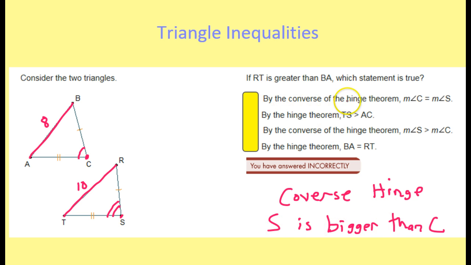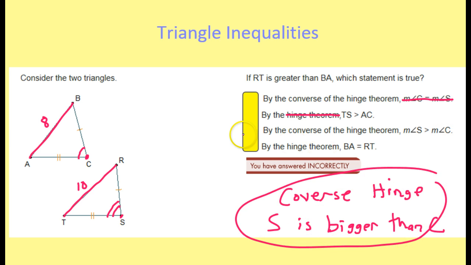So this says by the converse of the hinge theorem, C is equal to S. No, they're not going to be equal, so this is false. By the hinge theorem, well, it's not going to be the hinge theorem, it's going to be the converse. Okay, so we can forget about that. By the converse of the hinge theorem, angle S is greater than angle C. And that's what we just decided. So this one right here should be the answer.